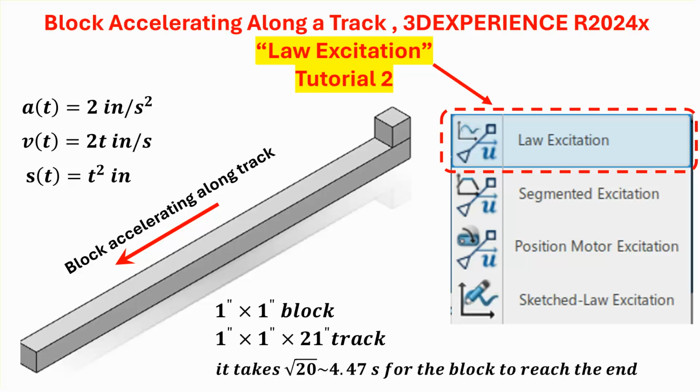So this is the problem that I'm going to be modeling for you, and I will use the law excitation. In other words, somehow I will tell the software that the acceleration is 2 inches per second squared, but I can't do that directly. So instead, I'm going to say the position along the track as a function of time is t squared.